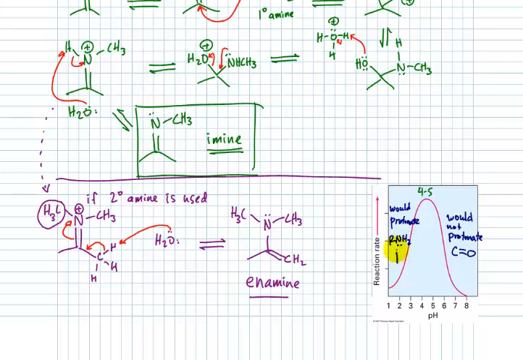If it was more acidic than 4 or 5, we would protonate the nitrogen right there. Right? We have RNH3 plus, which is no longer a nucleophile at all. So 4 to 5 is the sweet spot where we can still have a nucleophilic nitrogen, but also still have an electrophilic carbonyl.